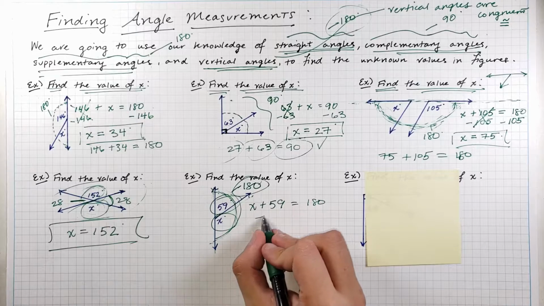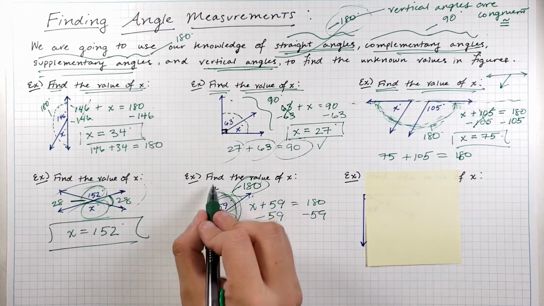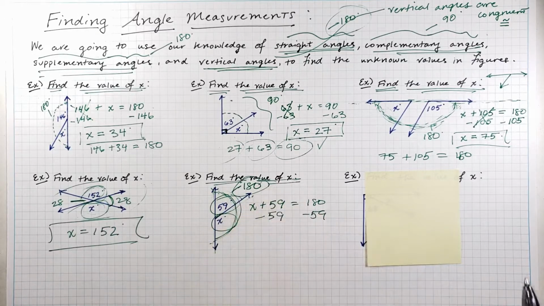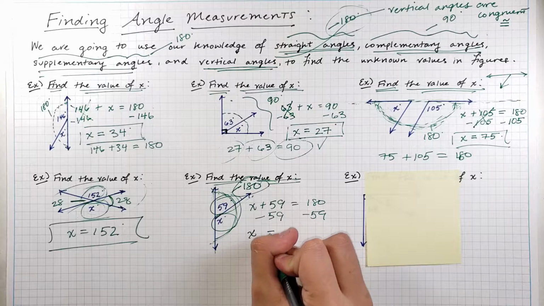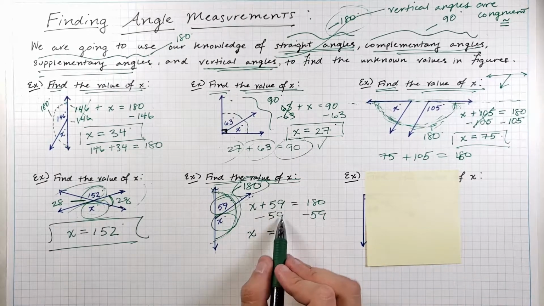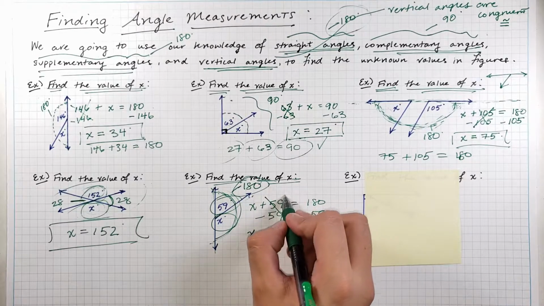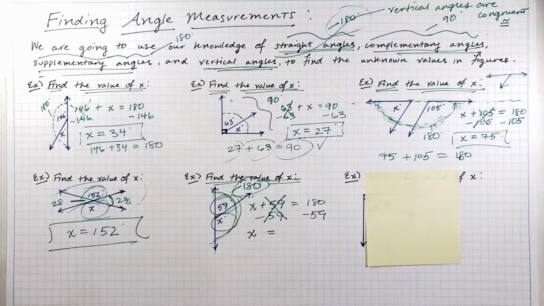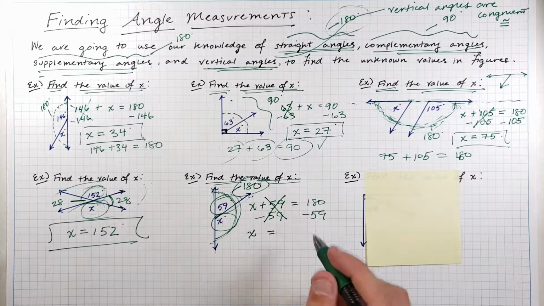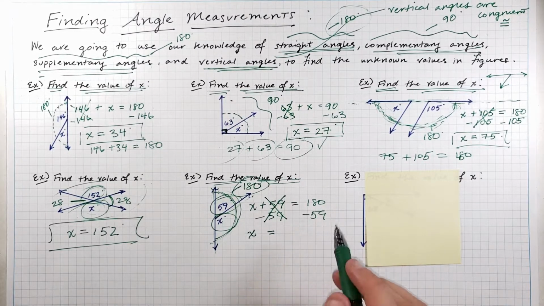We can subtract 59 from both sides because the directions say find the value of x. So I'll do x equals, right? I subtracted 59 from both sides. 59 minus 59 is 0. They go away. You don't need to put 0 in an equation because it doesn't do anything. x plus 0 is still x, all right? So now we'll have that equal to 180 minus 59.